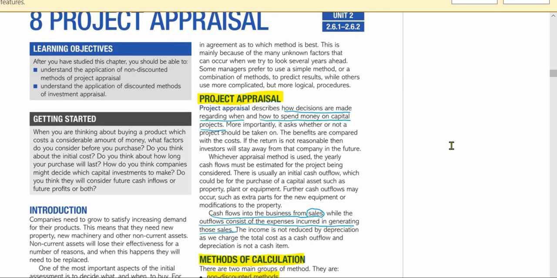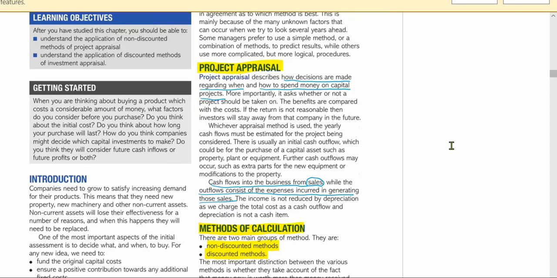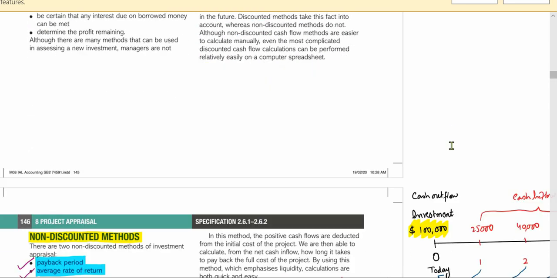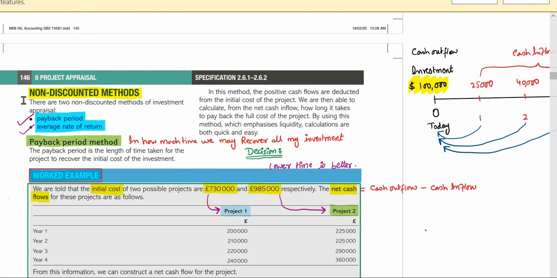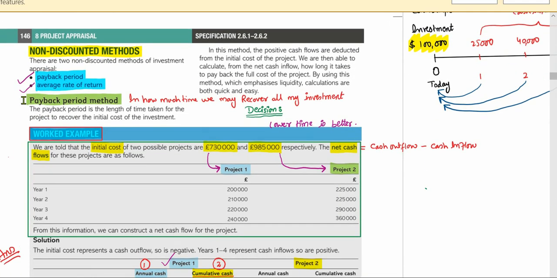We were discussing chapter number 8, project appraisal. We dealt with the non-discounting methods, that is the payback period and average rate of return.